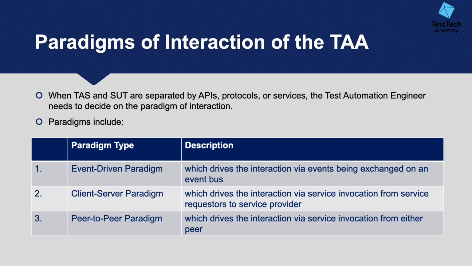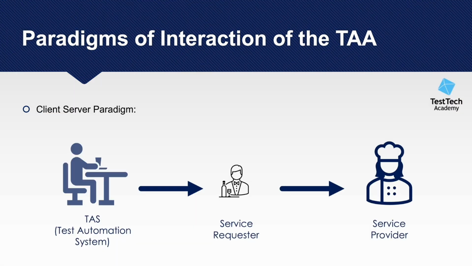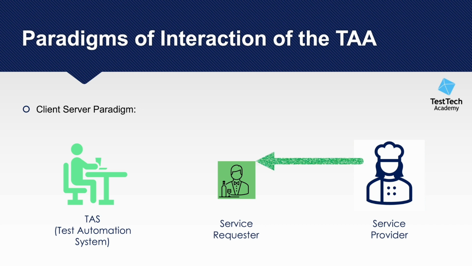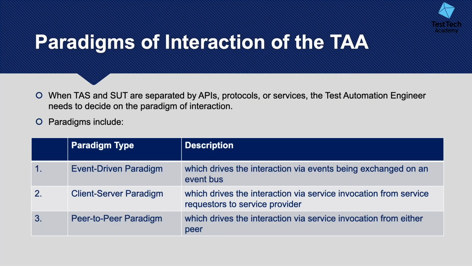Next, let's talk about the client-server paradigm. Here, the interaction between the test automation system and the software under test occurs via service invocation from service requesters to service providers. Imagine you are at a restaurant where you, the test automation system, place an order with the waiter, the service requester, who then communicates your order to the chef, the service provider. The chef prepares your meal and sends it back to you through the waiter.